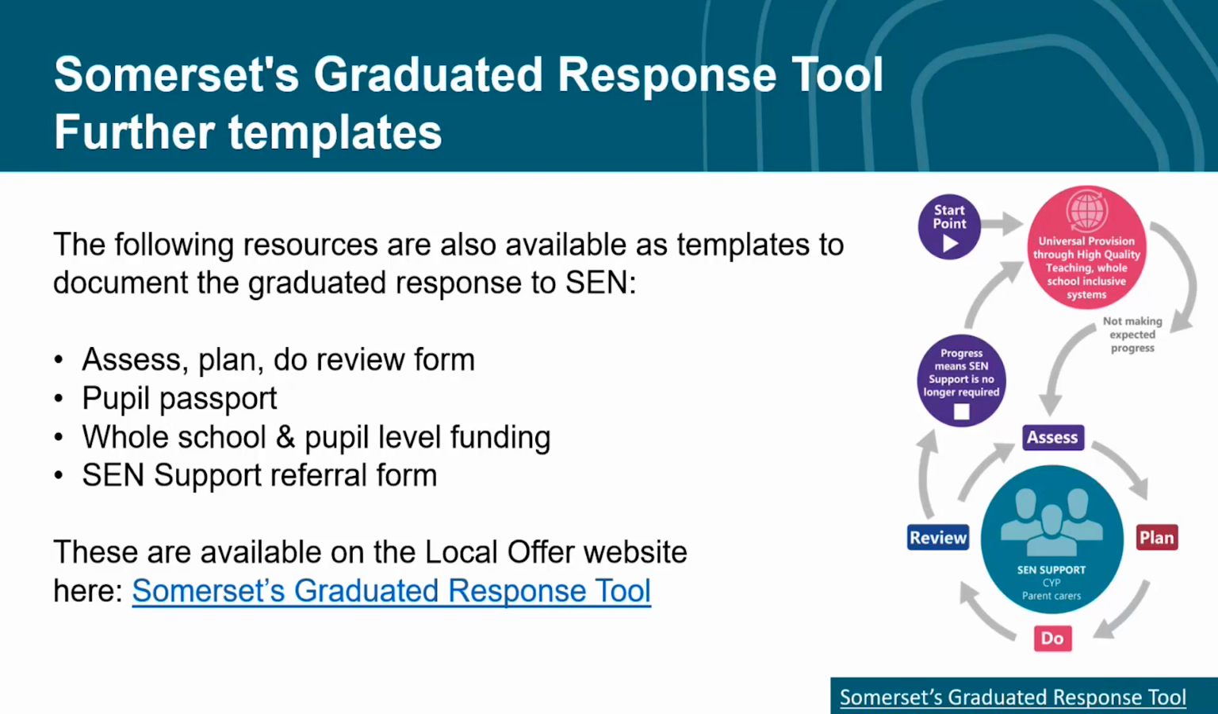a pupil passport. There are two documents to support funding. So one that helps to outline whole school funding, and another one which helps to document spending and funding at an individual pupil level. And there's also an SEN support referral form, which could be used to refer to the SENCO once universal level identification and provision has been exhausted.